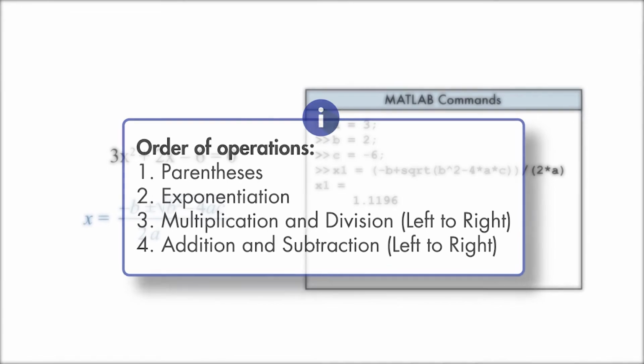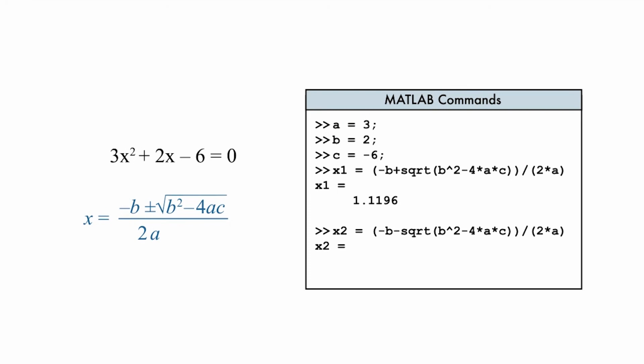with parentheses. Now that we've got the first root, we only need to change the plus sign to a minus sign to get the second root. And just like that, we're done.